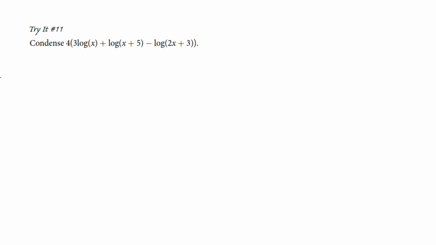Okay, now very confusing one here. I think there's a couple ways you could do this. If I were looking at this, the first thing I would do is send this 4 through. I would distribute it and make it 12 log of x plus 4 log of x plus 5 minus 4 log of 2x plus 3. So I've just distributed that 4.